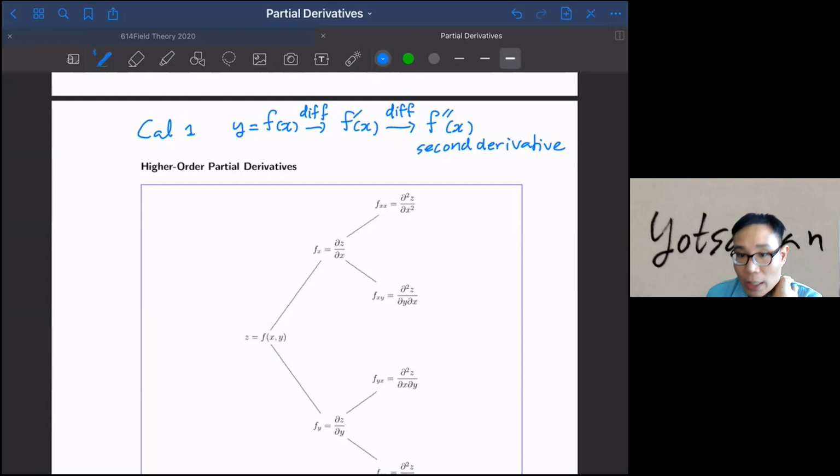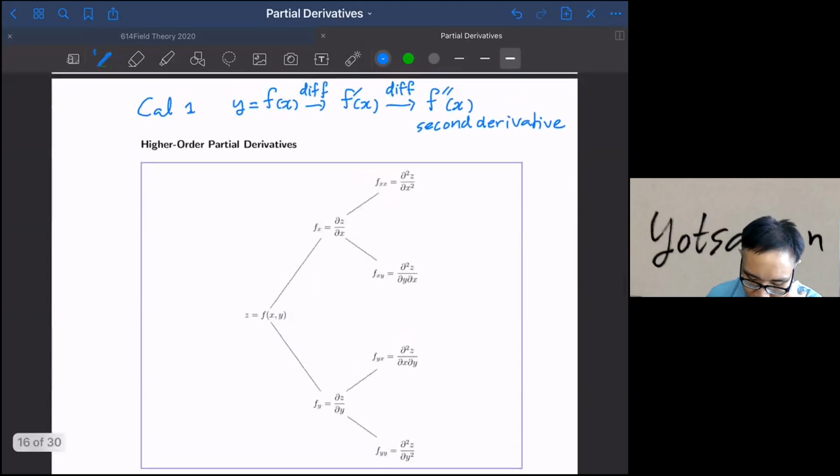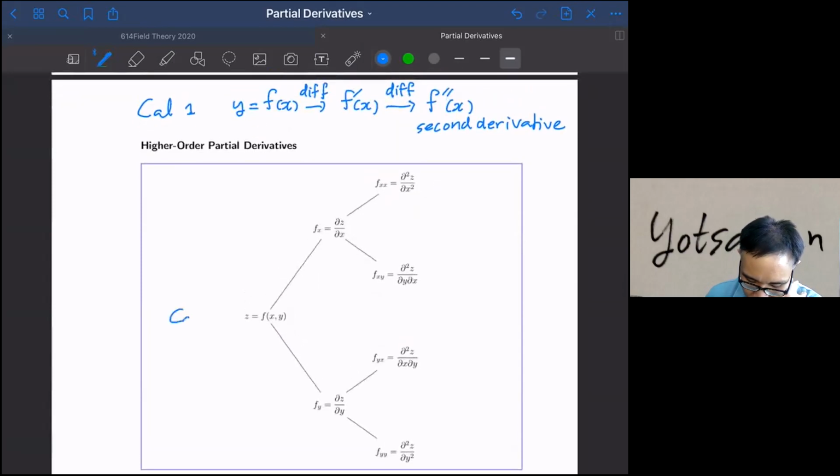However, for calculus 2, you have z equal to f of x, y. You have two choices for the derivative: with respect to x or with respect to y. So you have two partial derivatives, and this one is the first partial derivative.